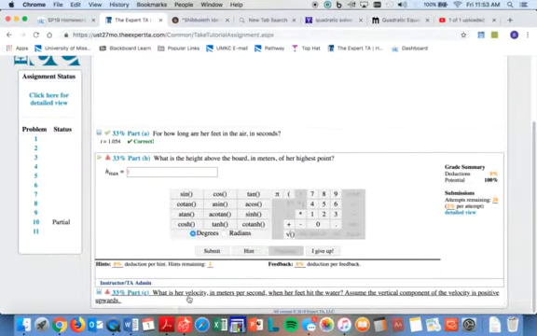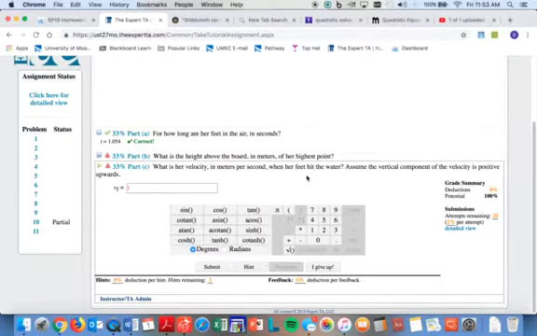All right. So now, what's part 3? What is her velocity in meters per second when she hits the ground? Oh, this is what I wanted to show you. So what's her velocity when she hits the ground? So here's what we do.